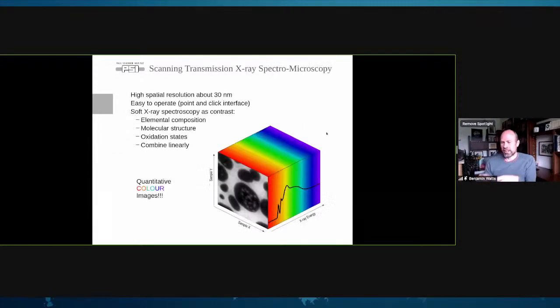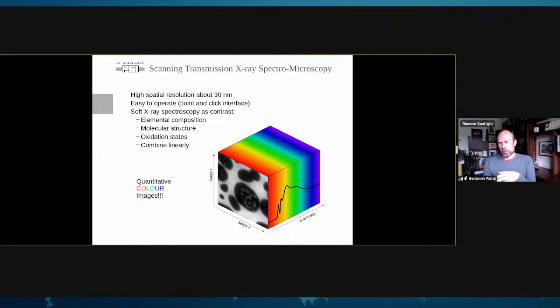So now we've talked about imaging and spectroscopy, and now we want to start talking about what we can do with combining these things. So essentially, we have high resolution images with spectroscopic contrast. This contrast can tell us about elemental composition just by where the absorption edges are. It can tell us about molecular structure by looking at the resonances of the carbon K edge, telling us what antibonding orbitals are present. For other elements like, say, iron, we can tell the oxidation state.